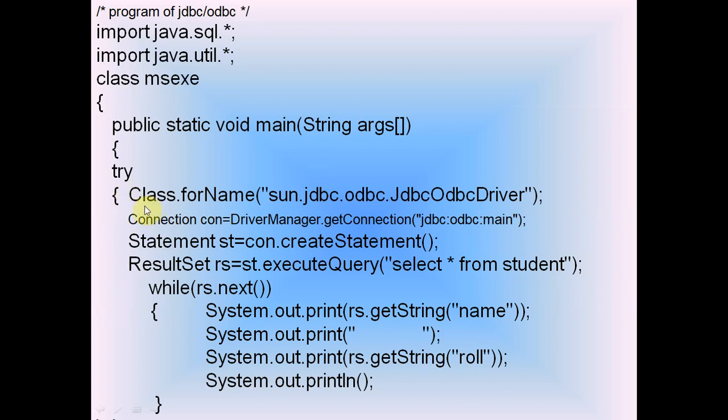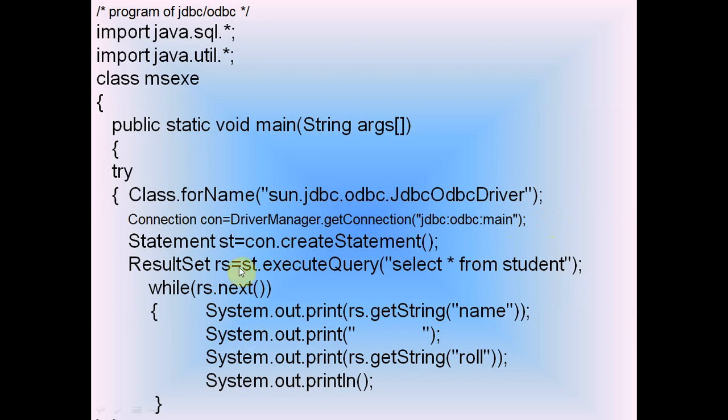Here we have mentioned Class.forName sun.jdbc.odbc.JdbcOdbcDriver for connecting to an MS Access database, and the second statement is Connection c1 equals DriverManager.getConnection. Here we have mentioned jdbc:odbc, and mail is the DSN name, and the third statement is Statement st equals connection.createStatement. By this line we are creating a blank statement, by this line we are installing the driver, and then we are creating the connection. In case of Oracle we write the username as the second argument and the password as the third argument.